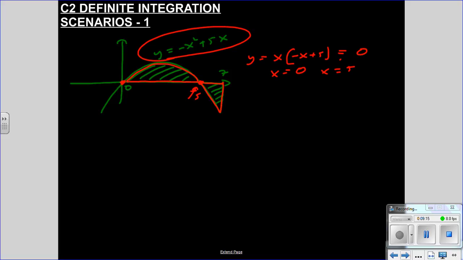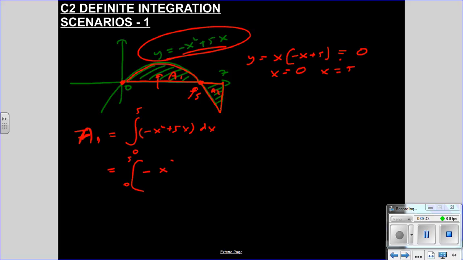So let's do this. First off, I'm going to find the area of that. So let's go for it. The integral, or the area of 1, should we call that area 1 and area 2? Is that easier? Okay, so area 1 is the integral between 5 and 0 of our y, so minus x squared plus 5x dx. Square brackets means I have integrated it.